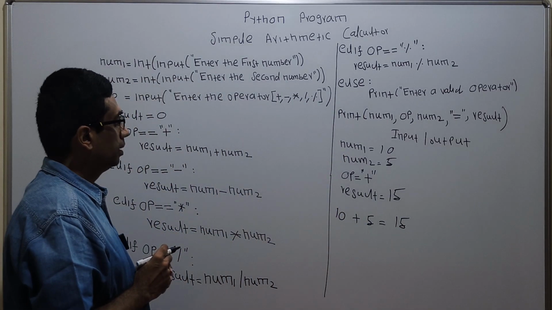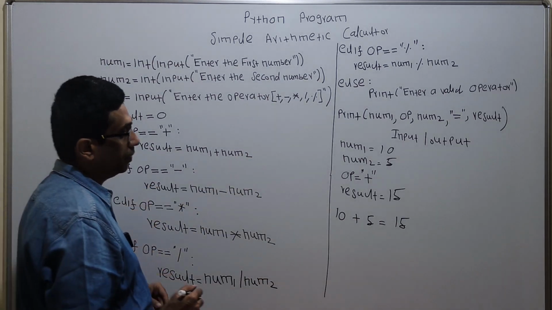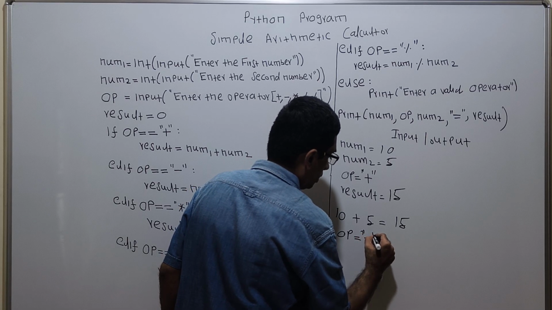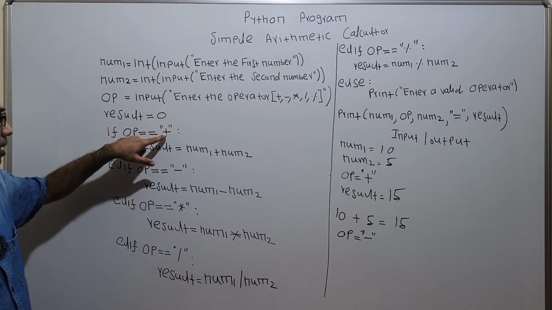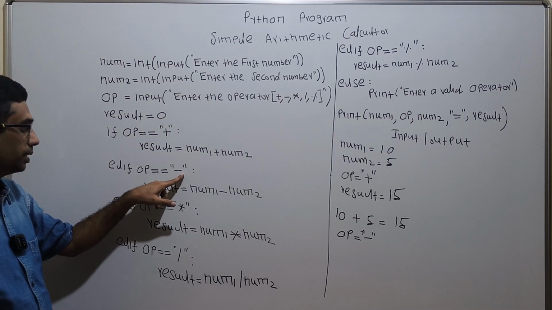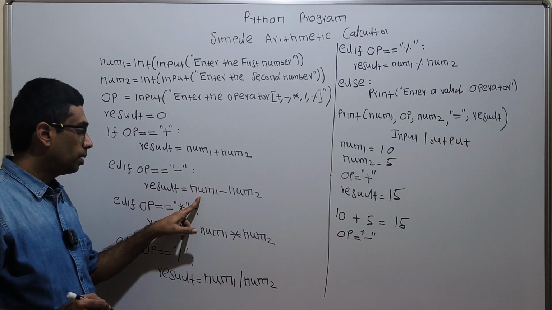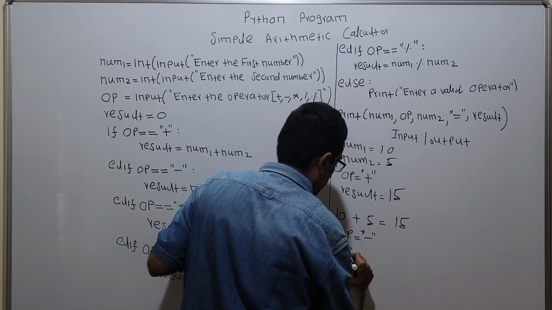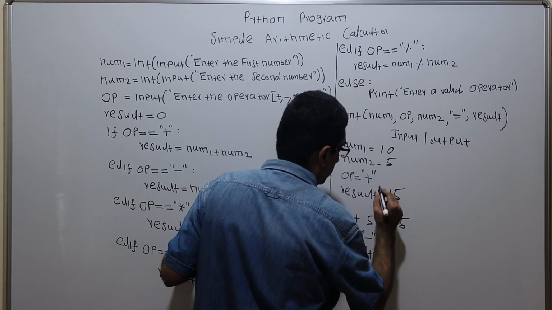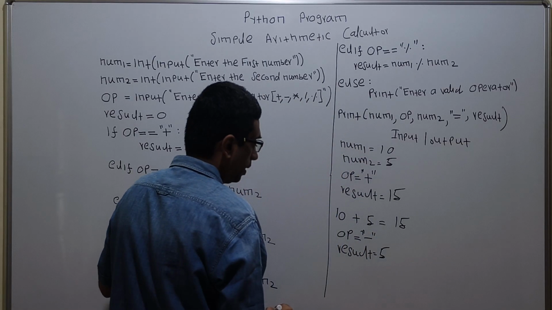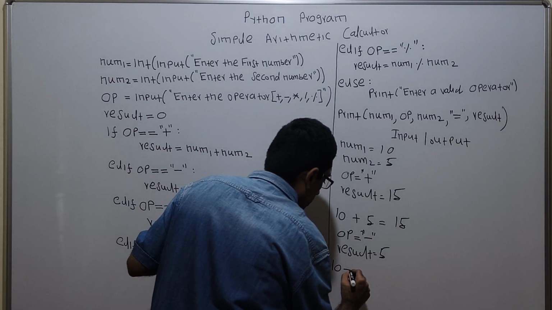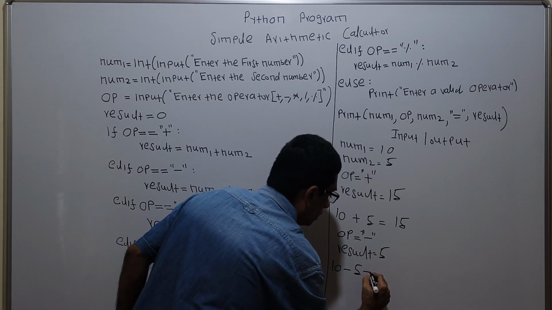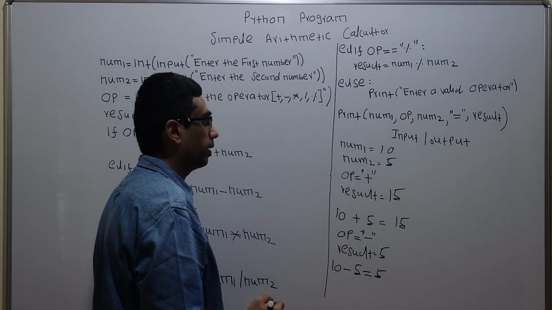For example, num1 is 10, num2 equal to 5. For operator I am giving minus. So what will happen? This condition becomes false, then the first elif will be checked. This condition is true, then it will perform num1 minus num2, that is result equal to 10 minus 5, which is 5. So I am getting the result: num1 10, operator minus, num2 5, equal to, the result is 5.